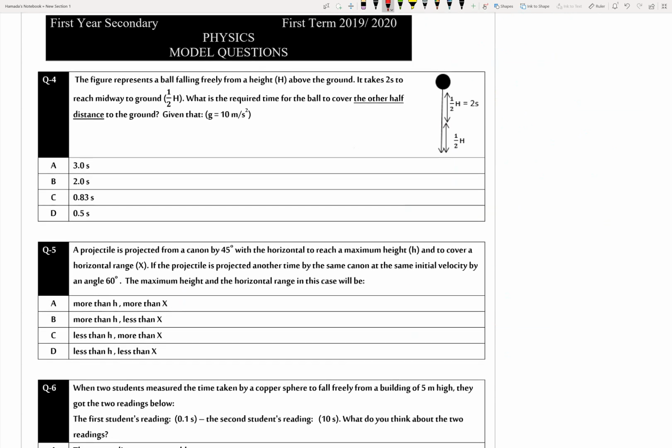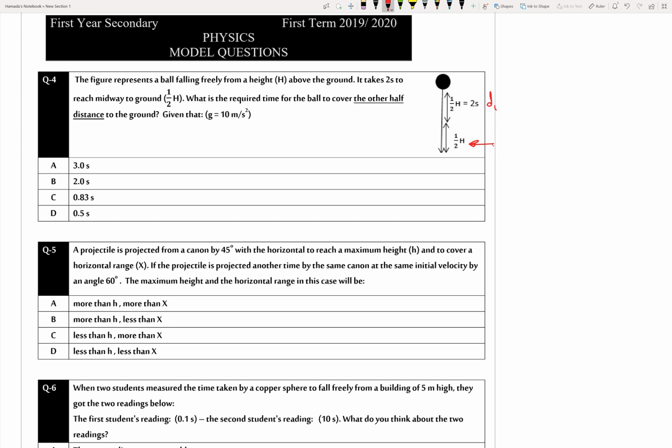Question number 4. The figure represents a ball falling freely from a height h above the ground. It takes 2 seconds to cover distance 1, which equals half h, to reach midway to the ground. What is the required time for the ball to cover the other half? Okay, given g equals 10 meters per second square.